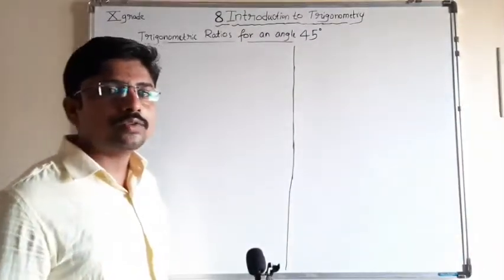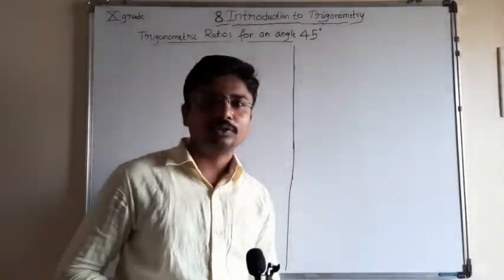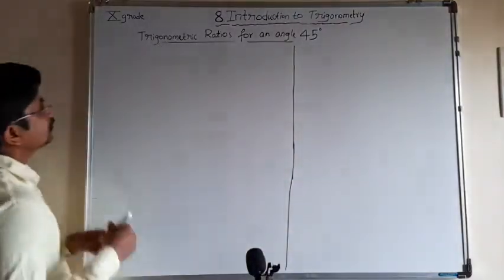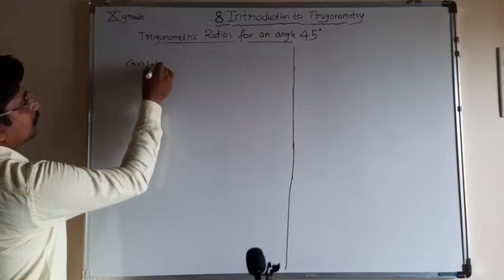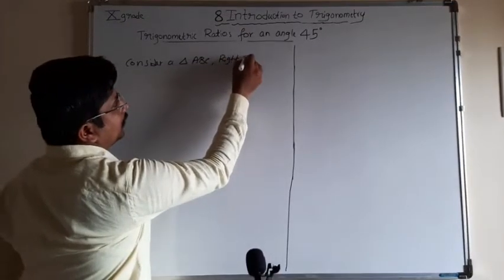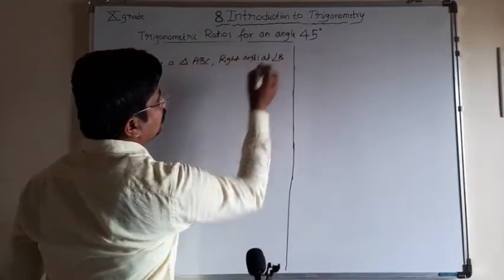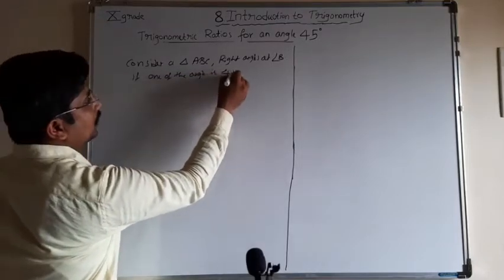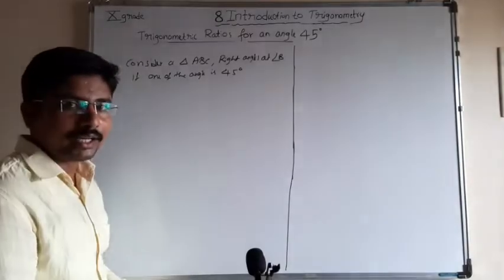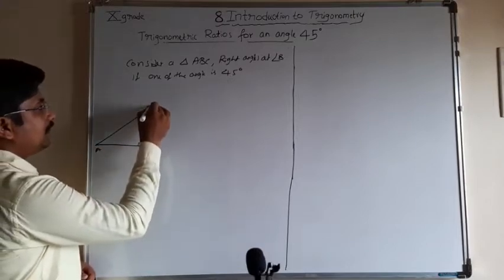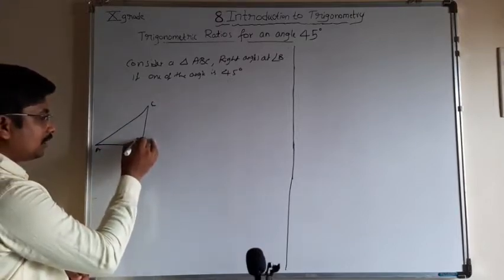Okay, we will find the values of all the trigonometric ratios at an angle 45 degree. See here, consider a triangle ABC right angled at B. If one of the angles is 45 degree, then what about the other angle? See here, this is a right angle triangle ABC, right angled at B. That means angle B is equal to 90 degree.